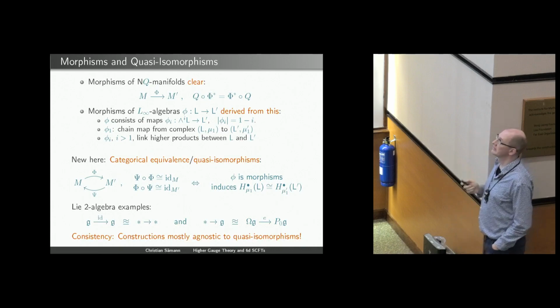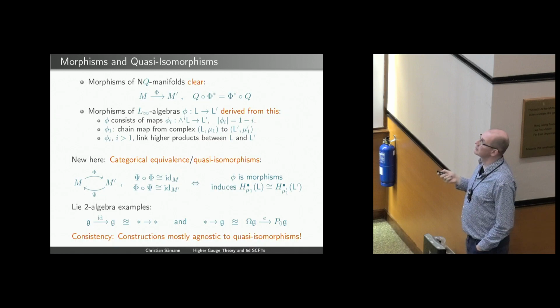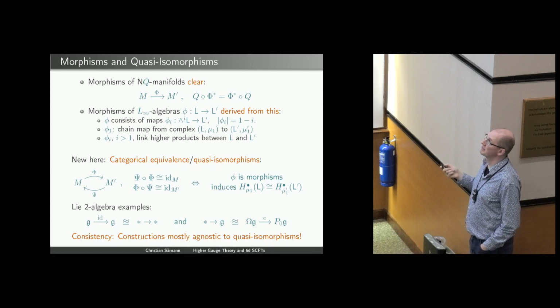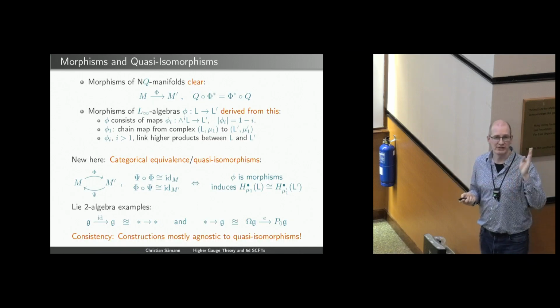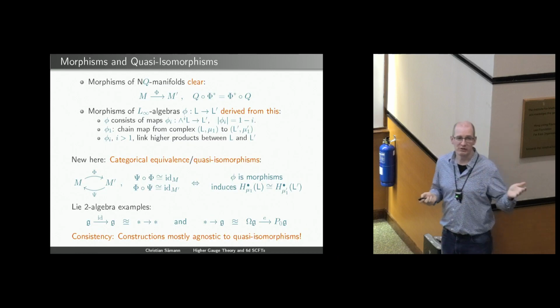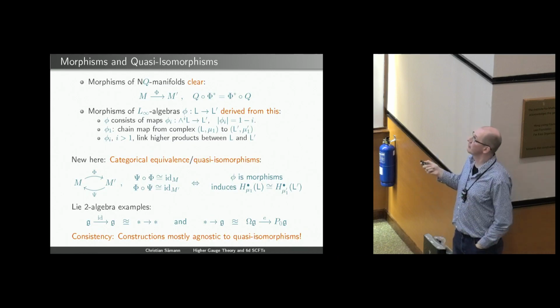Don't worry too much about these details. The important thing is this new aspect: not only isomorphisms, which would just be maps phi where phi_1, this chain map, is invertible, but you also have quasi-isomorphisms. This means that phi is any morphism, but phi_1, restricted to the cohomology, induces an isomorphism. So the important message is that for Lie algebras we just have isomorphisms, while for L-infinity algebras there's this new notion of quasi-isomorphisms.